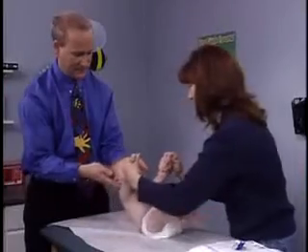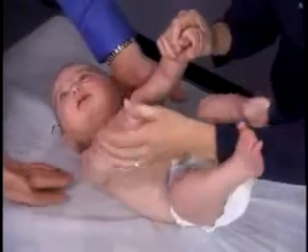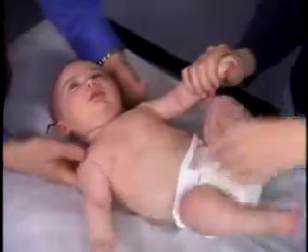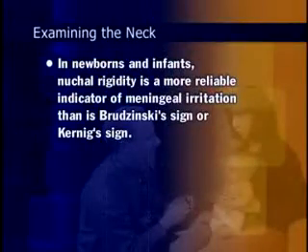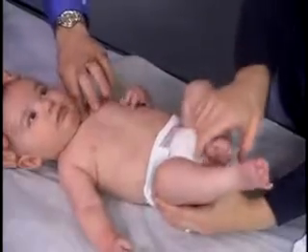Check for neck mobility, ensuring that the neck is supple and easily mobile in all directions. This is particularly important when the infant is holding the head asymmetrically and when central nervous system disorders such as meningitis are suspected. In newborns and infants, nuchal rigidity is a more reliable indicator of meningeal irritation than is Brudzinski's sign or Kernig's sign. Finally, palpate the clavicles and look for evidence of fracture.